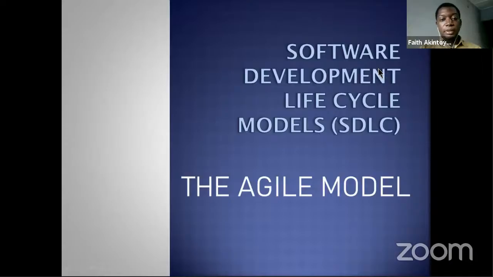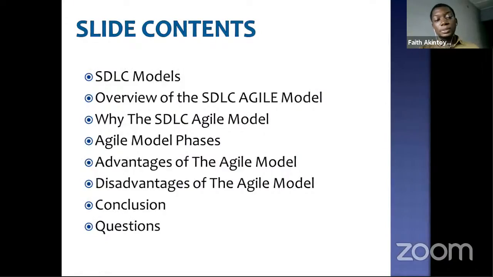Okay, so quickly, today we'll be looking at the software development lifecycle models, and specifically we'll be considering the Agile model. We're looking at an introduction and an overview of the Agile model. Now, why do we need to use the Agile model? Why do we need to incorporate it into our software project? And the phases in the Agile model, the advantages, disadvantages, then we conclude.